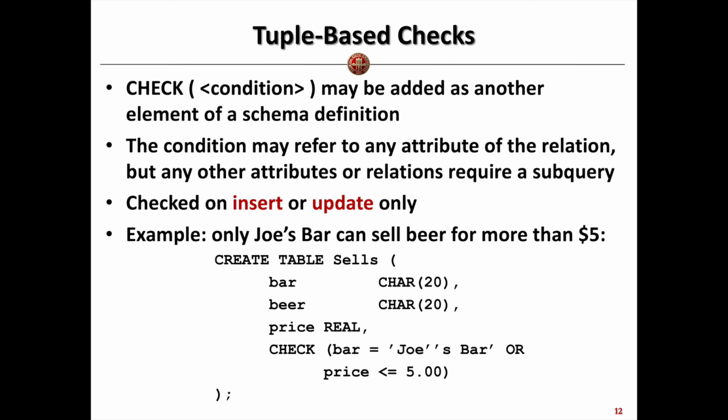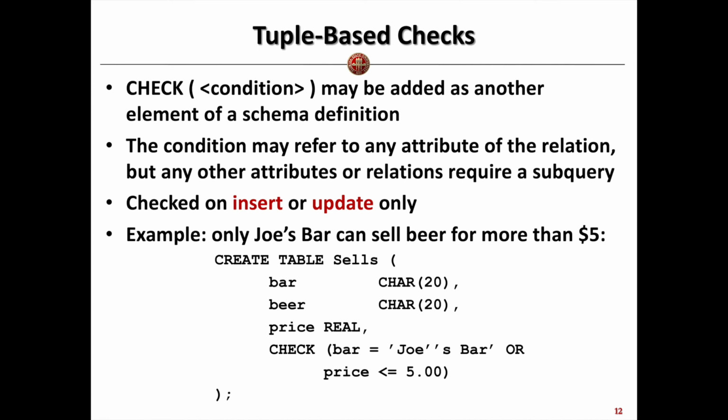And we provide you with the example: only Joe's bar can sell the beer for more than $5. Then we need to enforce this constraint in the table creation, right? When we create a table for sales, we have bar, beer, price. Then we need to have a check on this schema. We check bar equals Joe's bar or price no greater than $5. So this check condition we can add here.